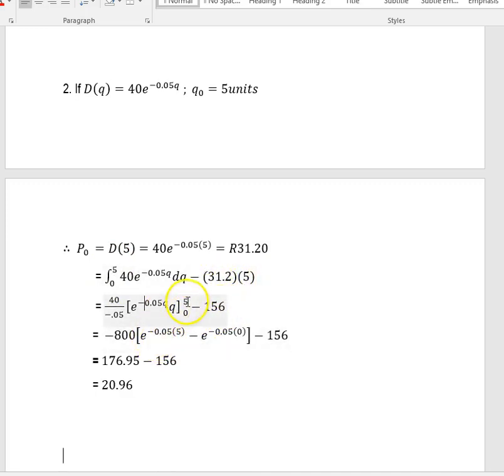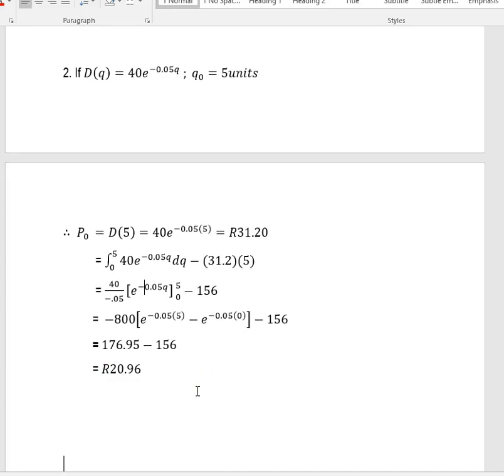Now at this point here, we need to substitute 5 for Q. Okay. And then you substitute for 0. Sorry, there's an error there. So if I do that, that's my 5 for Q, and then you put 0 again for Q. That's it there. And then you put that in your calculator. Your E value is as the second function of your calculator. That gives you that. And then if you divide this by this, gives you minus 800. And then you put that in your calculator, you're going to have that and that, and minus that, you're going to have 20 Rand 96 cents. That is your consumer surplus.